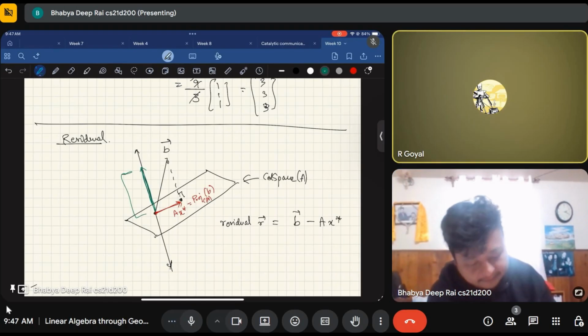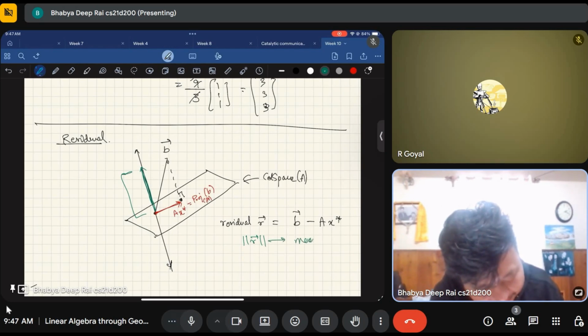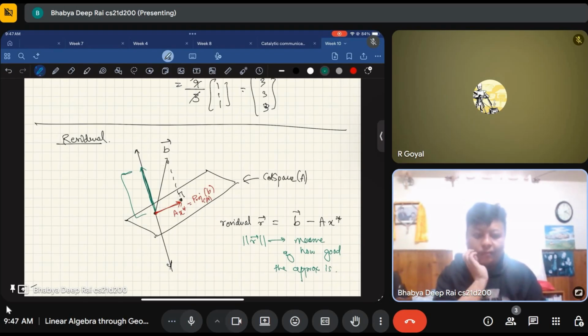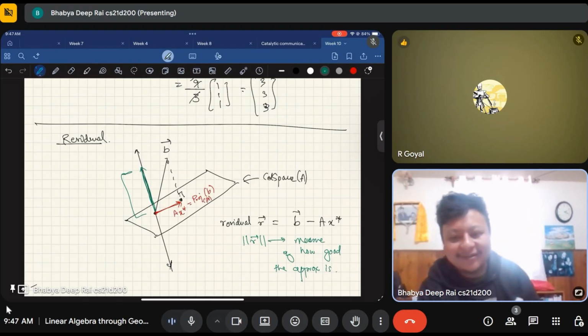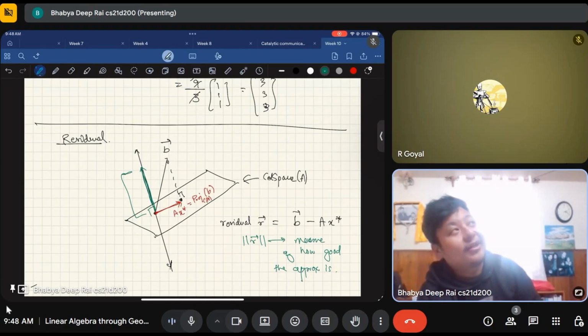So if I find the norm of the residual, this is a measure of how good the approximation is. So that is the use of the norm of the residual. And remember that it is perpendicular to the plane.